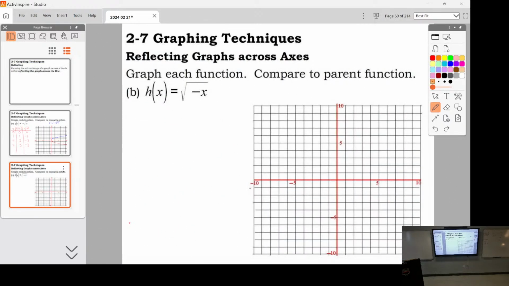Next graph. h(x) equals the square root of negative x, compared to the parent function. Am I going too fast for anybody? Is everybody okay? Okay, remember to slow me down if you need to. Parent function again is f(x) equals the square root of x, which we know looks like this. So here's my x, my f(x), my h(x).